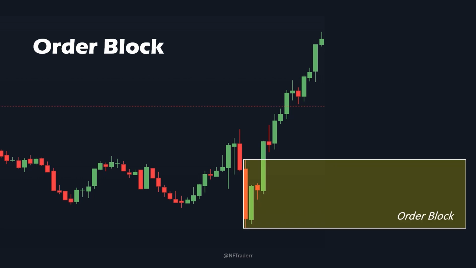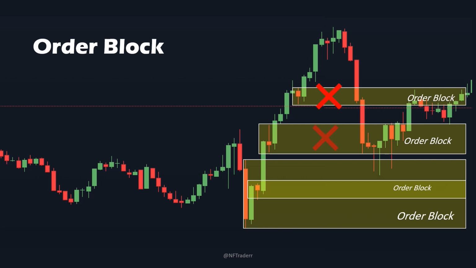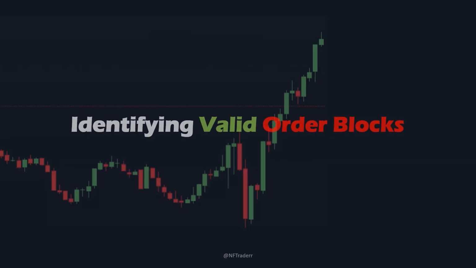Order blocks are considered interesting areas to execute trading opportunities, but do you know why some of the order blocks work perfectly fine while others get ignored by the market? To answer this question, let's talk about how to identify a valid order block. Here are some essential criteria to consider. To identify a valid order block, we follow 5 key rules.